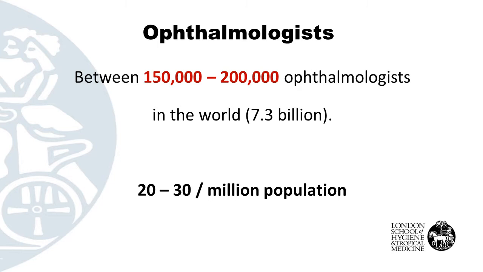So moving on now from a review of global blindness and the causes to a discussion around human resources. We don't have an exact figure of the number of ophthalmologists in the world, but it's estimated to be between 150,000 and 200,000. One should point out that not all ophthalmologists are trained in cataract surgery. So for a global population of 7.3 billion, on average we have 20 to 30 ophthalmologists per million population, but not equally distributed.